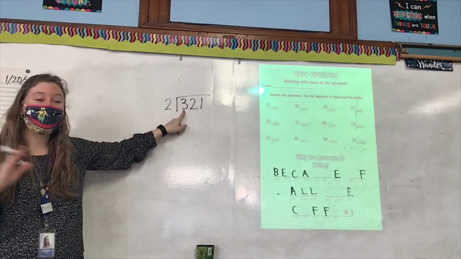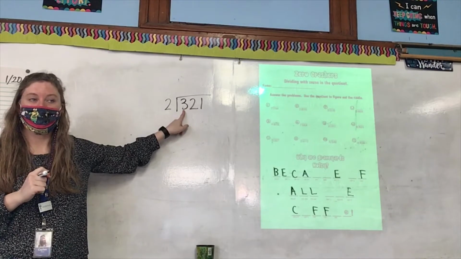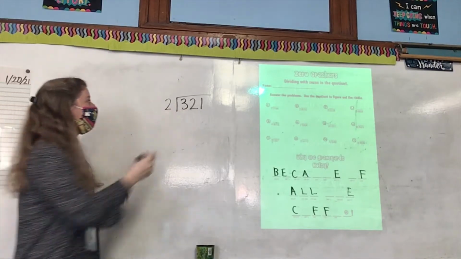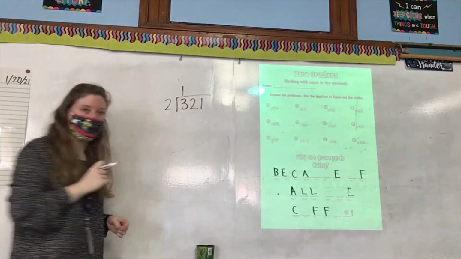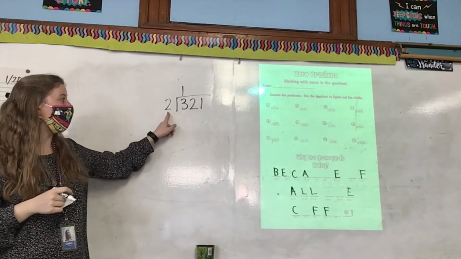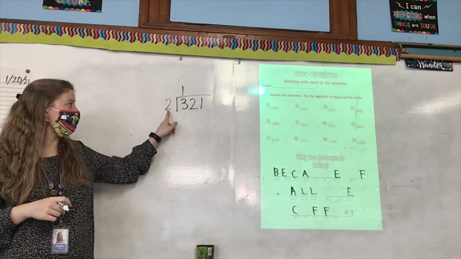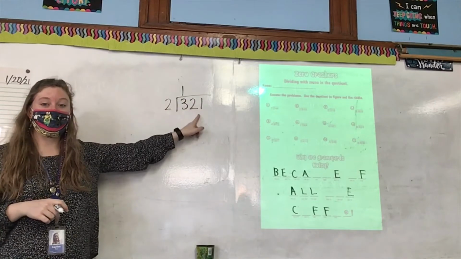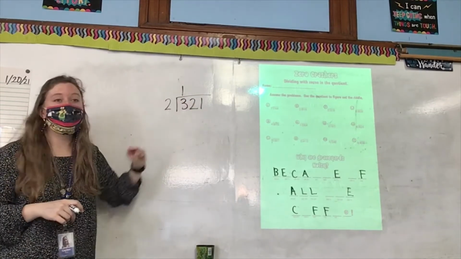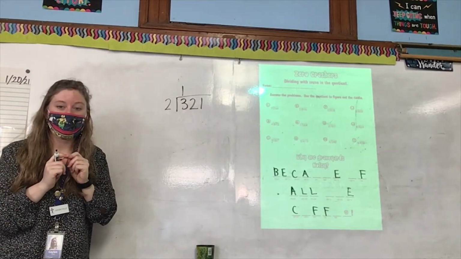Since Victoria's not here, I'm just going to go ahead and do the first one. 2 goes into 3 1 time. We always write the number of times the divisor goes into either the first digit or the first 2 digits right above the last digit of whatever we're working with.